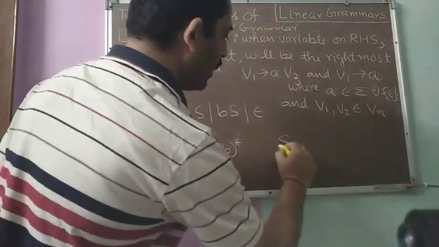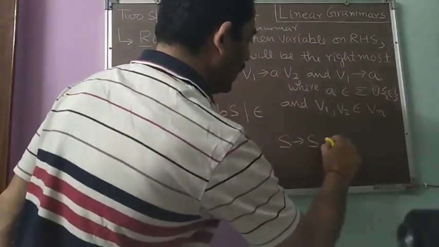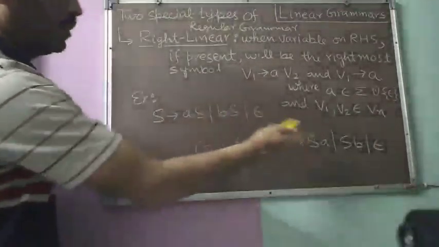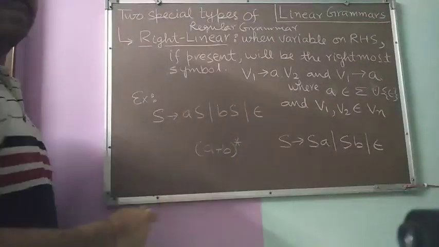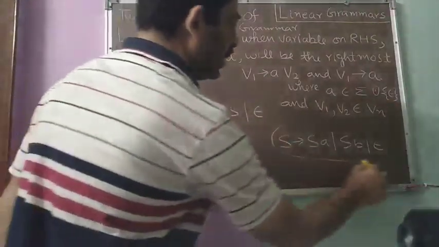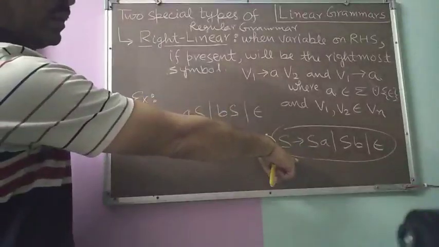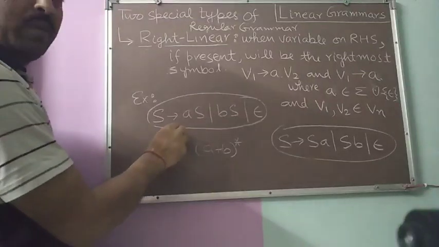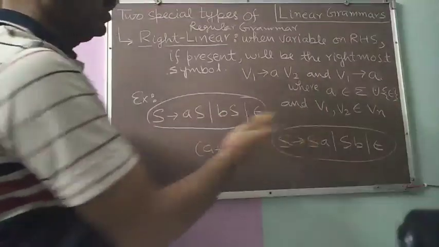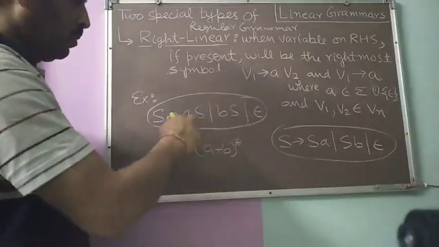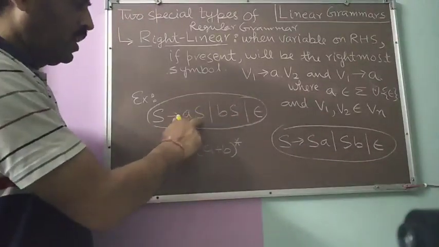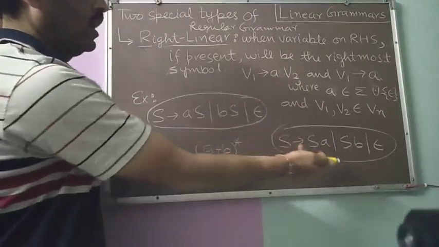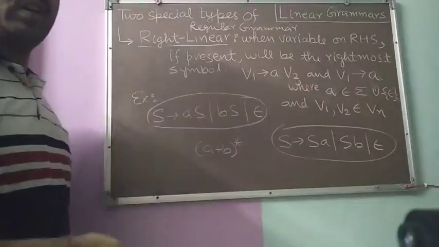So the grammar which we have discussed in the previous example was S to Sa, oblique, Sb, oblique, epsilon. You can see that both grammars represent the same language, (a+b)*. But this is left linear regular grammar, and this is right linear regular grammar. So this is the difference. Both grammars are regular grammars, but because of the presence of the variable either as the leftmost symbol or as the rightmost symbol, the grammar becomes left linear or right linear grammar.